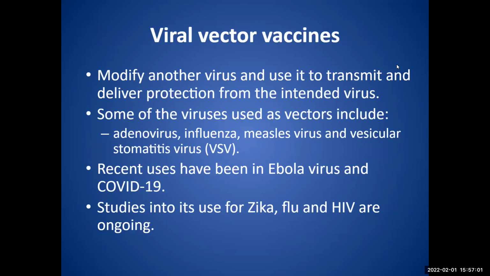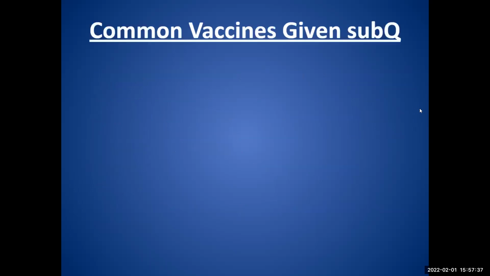All right, so viral vector vaccines. These actually modify another virus and then use that to transmit and deliver protection from the intended virus. So the ones that are used as vectors are the adenovirus, the influenza, the measles virus, and vesicular stomatitis virus, VSV. The most recent use of this was for the Ebola virus and then COVID-19. And studies are still ongoing for Zika, flu, and HIV for the viral vector.